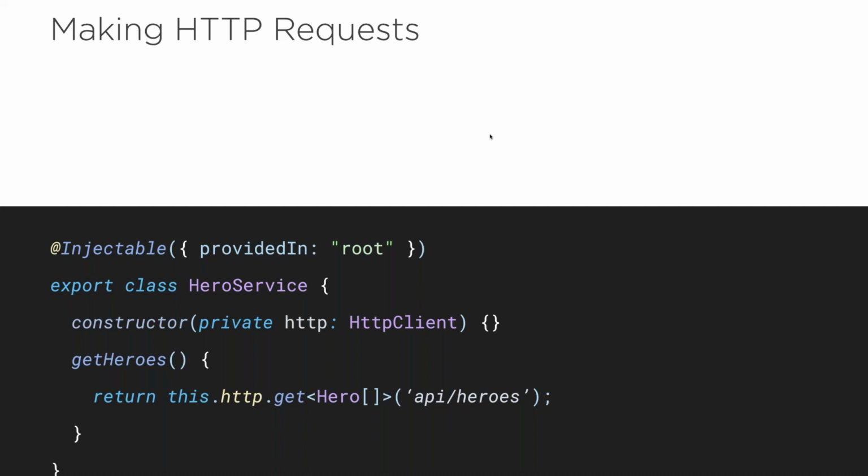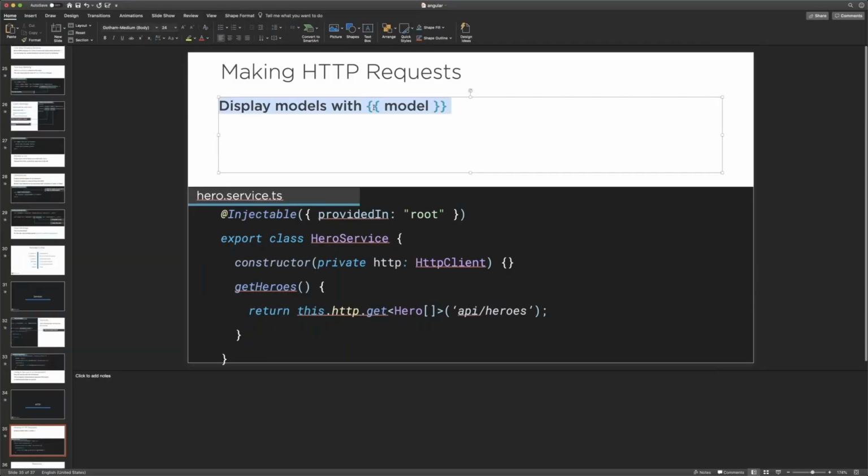So we get the HTTP and then we simply say in the service, go get the heroes. And we do return this HTTP, that's our service that came from Angular, dot get, that's the method that we're going to use because you have get, post, put, delete, etc. And then we're giving it the generic type of hero array because we're telling it this is going to come back with a list or an array of type hero. And then we simply pass it the URL to go get them from, and it returns what we need.